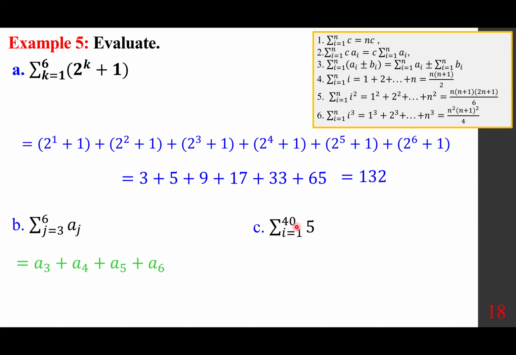The summation of 5 as i goes from 1 to 40, we look at those properties and we see this one means c times n, or n times c. So because this goes from 1 to 40, 40 times 5 makes it 200.